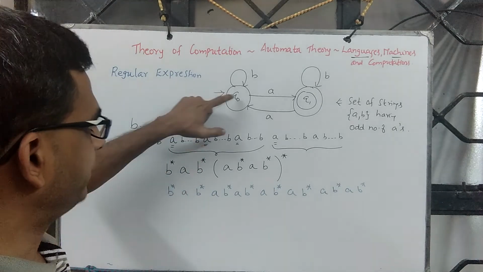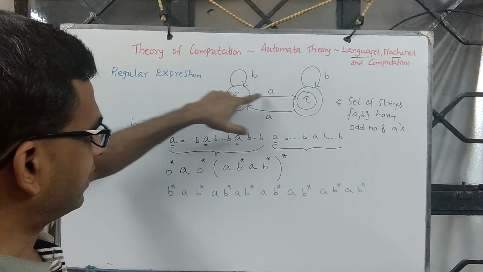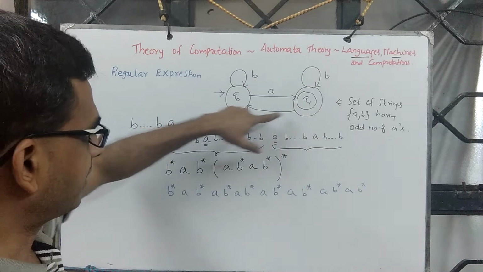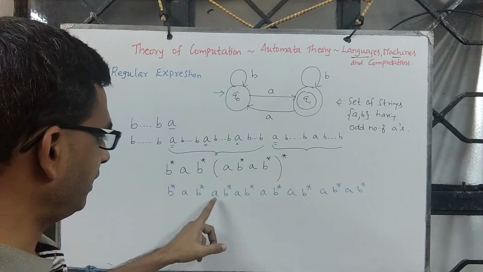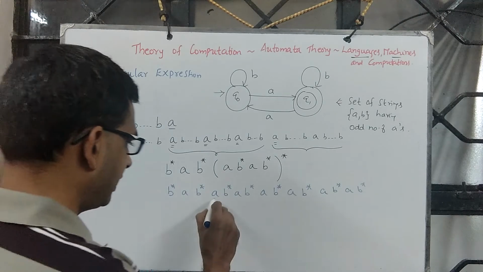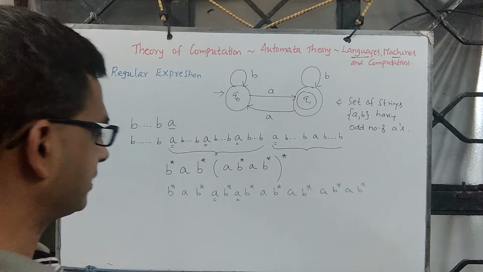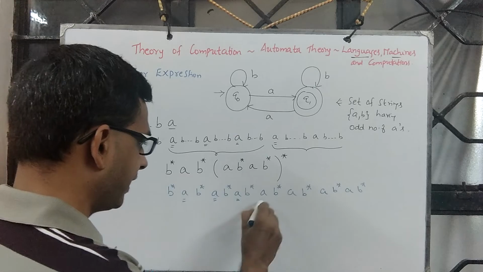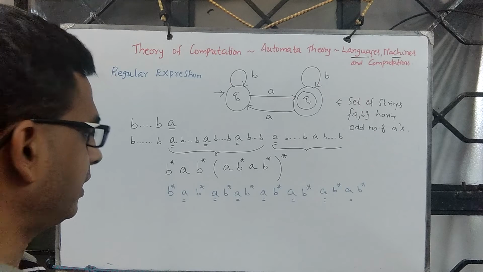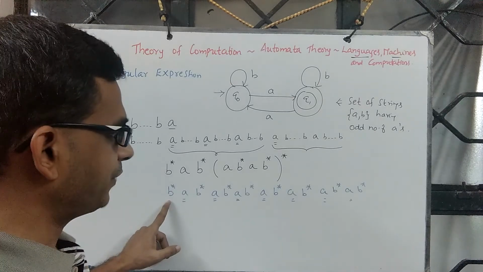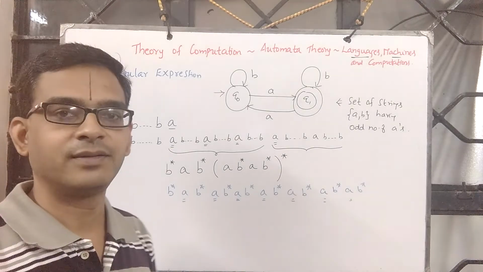Now you see that B star, A, B star, A, then B star, A, and then B star, A, followed by B star, A, B star, A. So between two A's, we ensure there is a sequence of B's, and this is ensured for any two A's. If you look at any two A's, it is ensured, and it can begin with a sequence of B's, it can end with a sequence of B's, so that is also ensured.